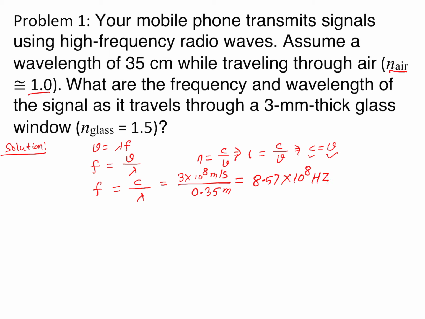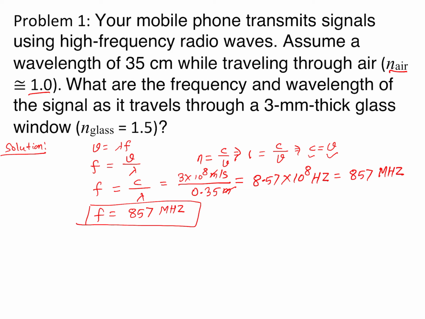Since the meter cancels, 1 over second is hertz. Let me simplify it a little bit: 8.57 times 10 to the power 8 hertz means 857 megahertz. So, we find the frequency of that radio signal is 857 megahertz, and this remains constant throughout the propagation.